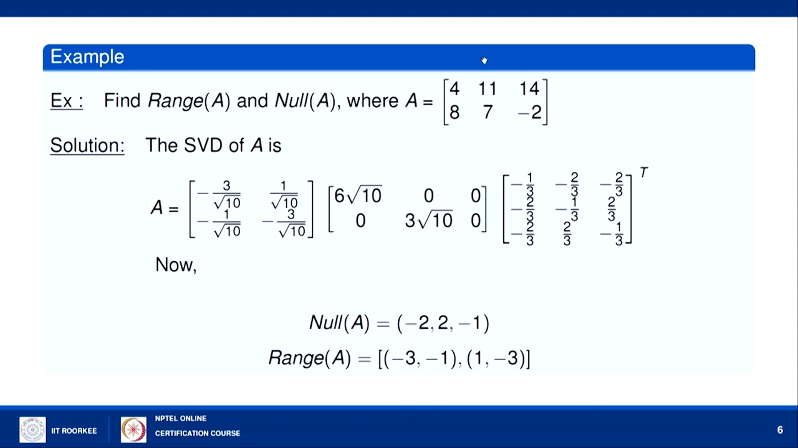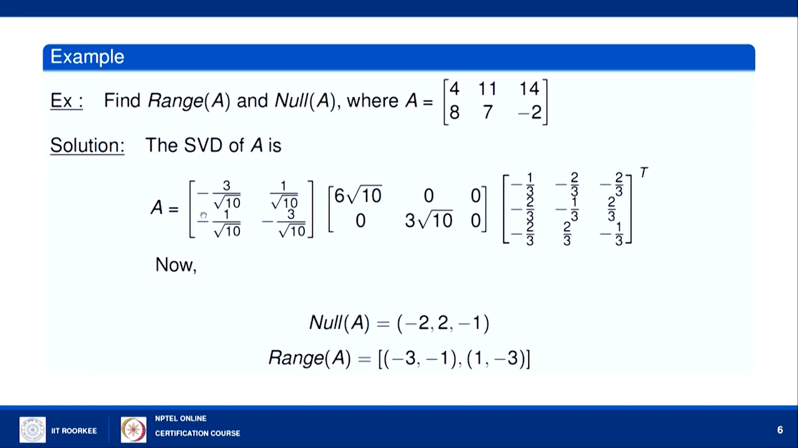Another application: for the same matrix, find the range space of A and the null space of A. If you recall from one of the previous slides, the range space of A is given by the first r columns of matrix U, where U is an orthogonal matrix and r is the rank of A. So the range space of A is given by, without normalizing, minus 3, minus 1 as the first column and 1, minus 3 as the second column. These two vectors in R2 are linearly independent and they form the range space of the matrix A.